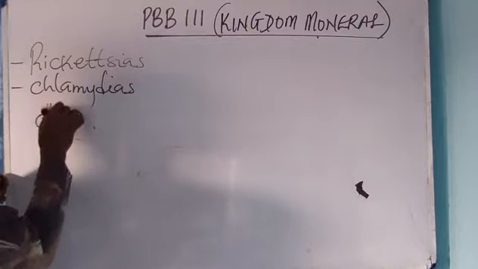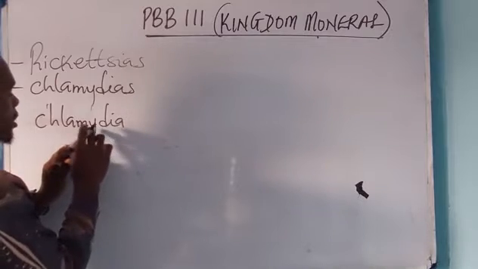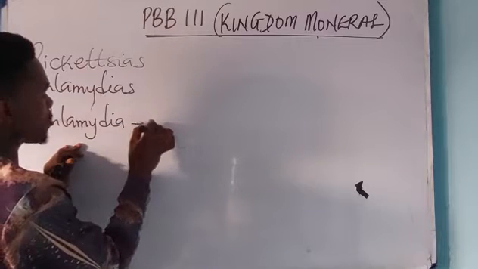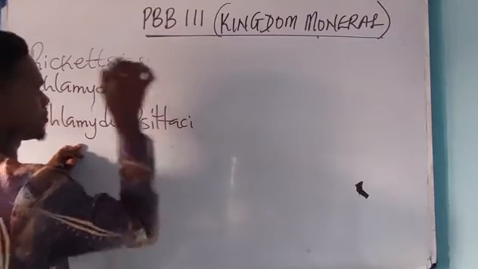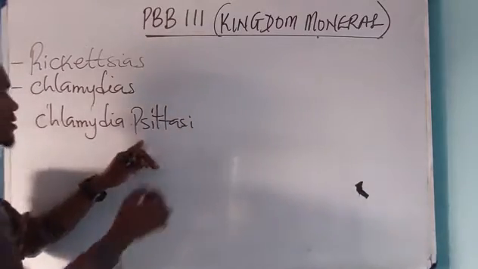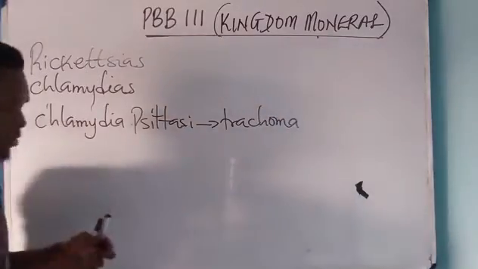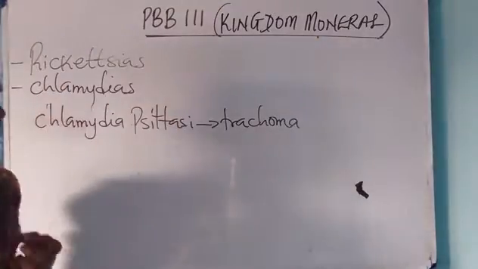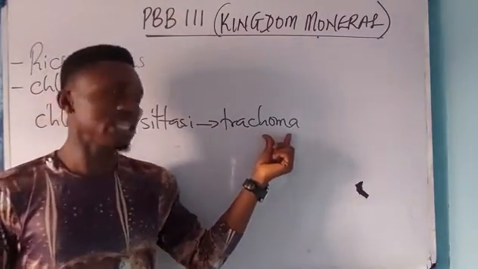Now, the chlamydia causes a disease called, okay, let me use the word psittaci. Chlamydia psittaci. Is it S? Okay, it should be S. Chlamydia psittaci causes a disease called trachoma. This trachoma has the ability to cause what? Blindness by invading the eye. Please, the chlamydia psittaci causes what? Trachoma, a disease that leads to what?